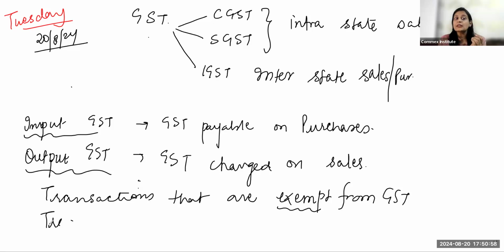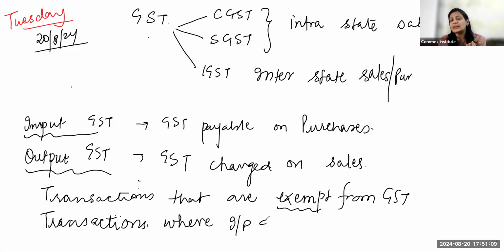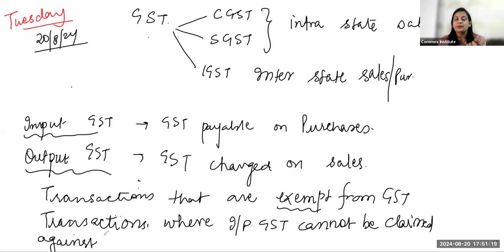Then there are transactions which are not exempt from GST, but GST cannot be claimed. Transactions where input GST, please keep on writing, cannot be claimed against output GST. So there are certain transactions where we cannot claim the input GST against the output GST. Here we'll be adding GST, we'll be calculating GST, but not in the name of input GST and output GST. That becomes an expense for us.